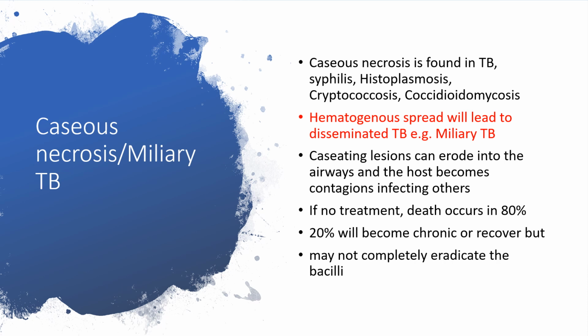If there's no treatment, death will occur in 80% of people. In other words, in some poor parts of the world where people will not be able to afford the medication for tuberculosis, it's not all of them that would die, but the majority would. 80% would die, but 20% will still be alive, even though they have acquired the causative agents. So 20% will become chronic or recover, but may not completely eradicate the bacillus, so it will become latent.